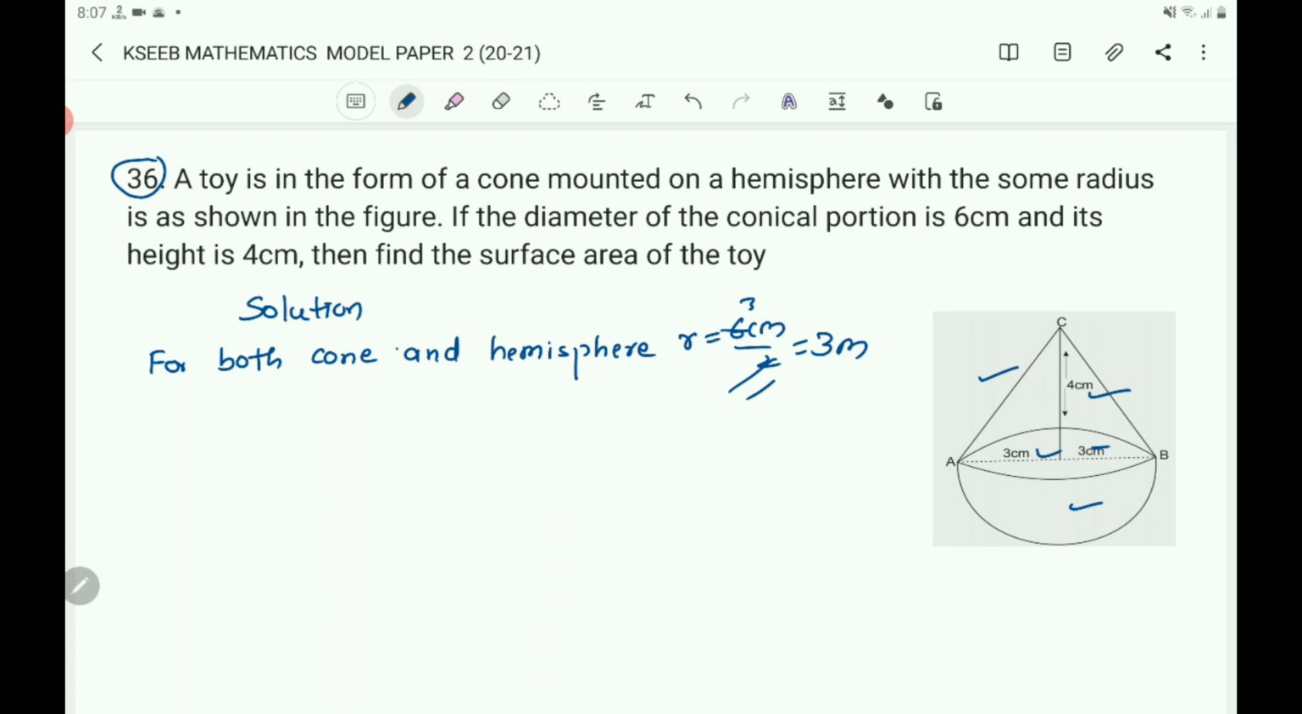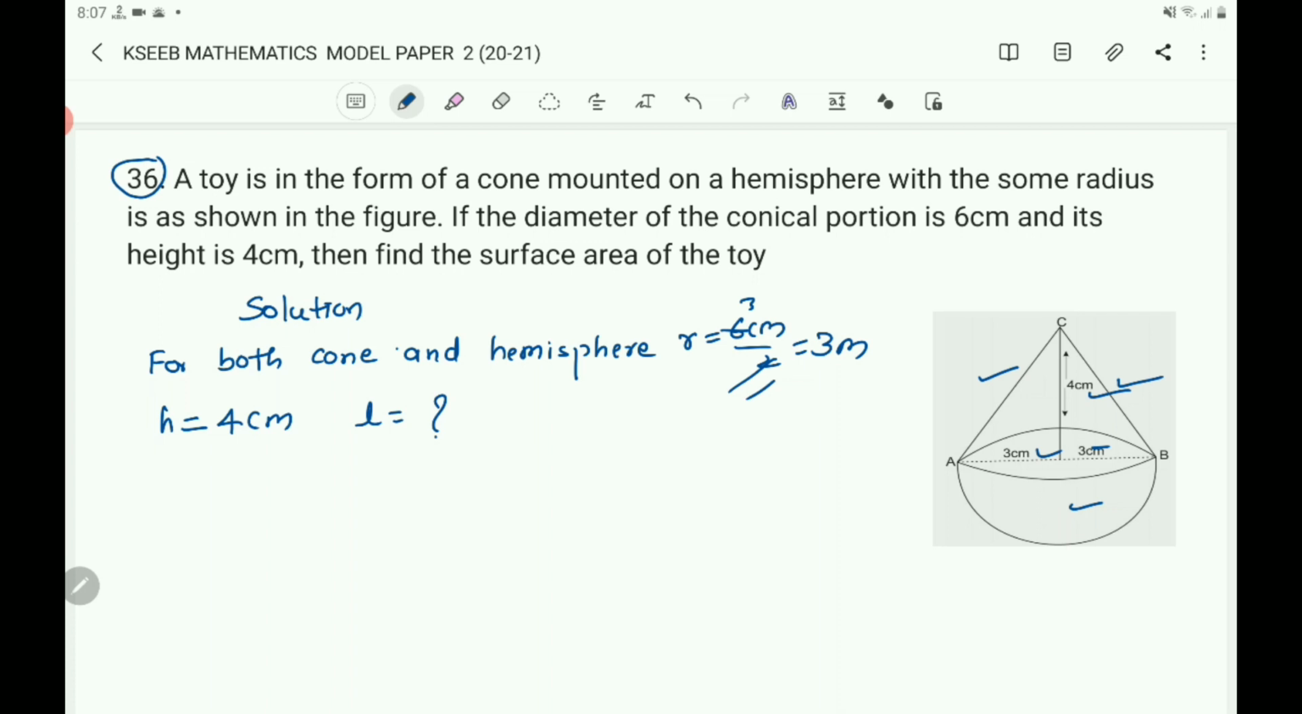Then slant height of the cone is needed. That is not given. But what is given here? It is given that height is given. So for cone, h equals 4 centimeter. Then you get slant height.